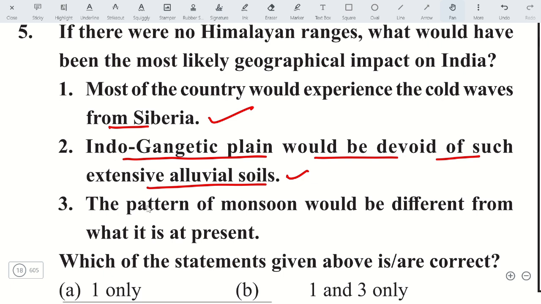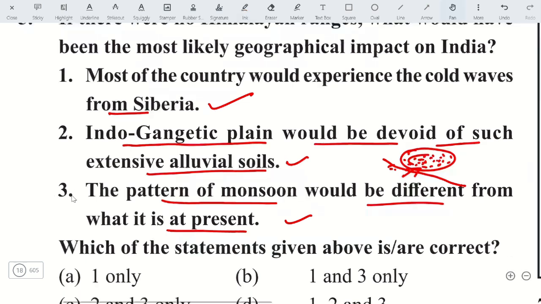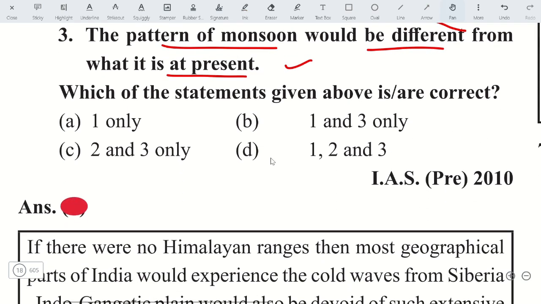The pattern of monsoon would be different from what it is at present due to the formation of the Himalaya. Here is the Himalaya, here is Tibet, and due to the extensive heating of Tibet, the monsoon is carried into India. That is why, if the Himalaya is absent, this formation of the Tibet plateau would not occur, and then the monsoon would be different. So this is also right. So all three options are right. Then our answer will be D. Let's move on to the next question.